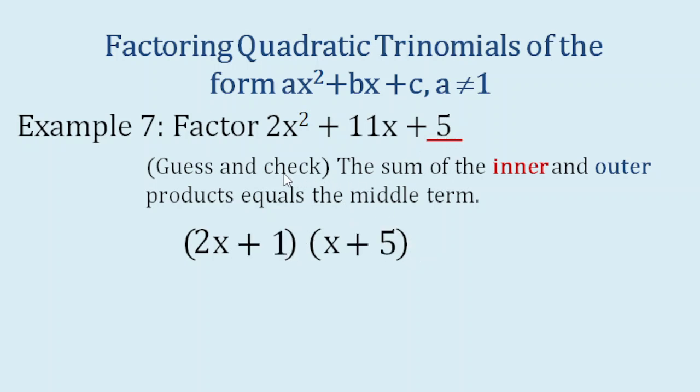Now, let's check. Inner product, 1 times x, that's x. Outer product, 2x and 5, that's 10x. Now, we are going to add x plus 10x. That's 11x. So, meaning to say, the quantity 2x plus 1 times the quantity x plus 5 are correct factors.